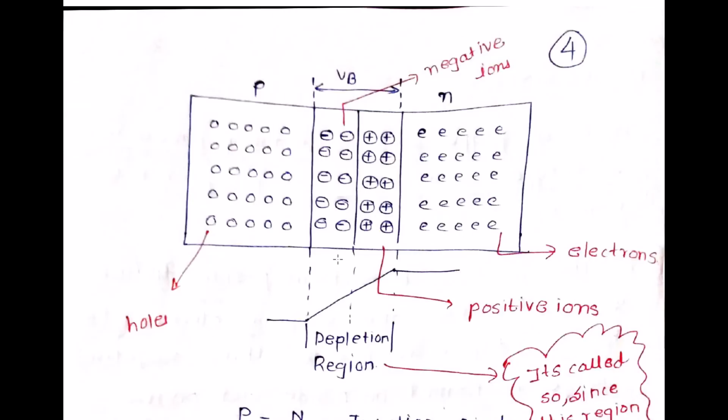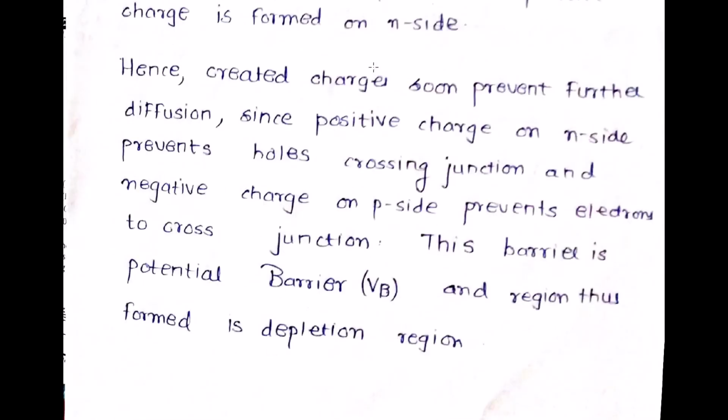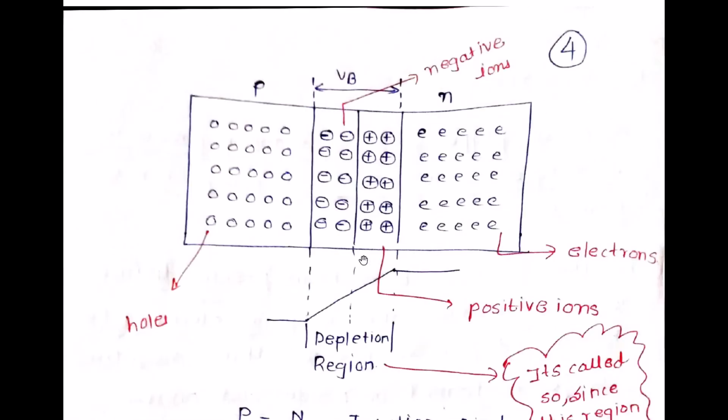So this barrier which is being formed, which prevents the holes moving from P to N and the electrons moving from N to P, is called the barrier potential, and the region which is formed is called the depletion region. So I hope I am very clear with this.